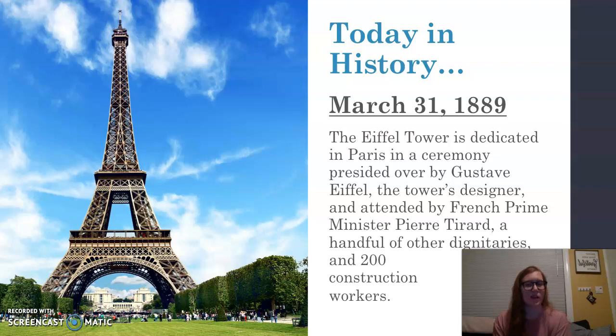Let's get into our Today in History. Today in History, March 31st, 1889, the Eiffel Tower is dedicated in Paris in a ceremony presided over by Gustave Eiffel, the tower's designer, and attended by French Prime Minister Pierre Girard, a handful of other dignitaries, and 200 construction workers. Right, guys, the Eiffel Tower was originally constructed for the 1889 World's Fair, and it was meant to serve as the entrance to the fair.